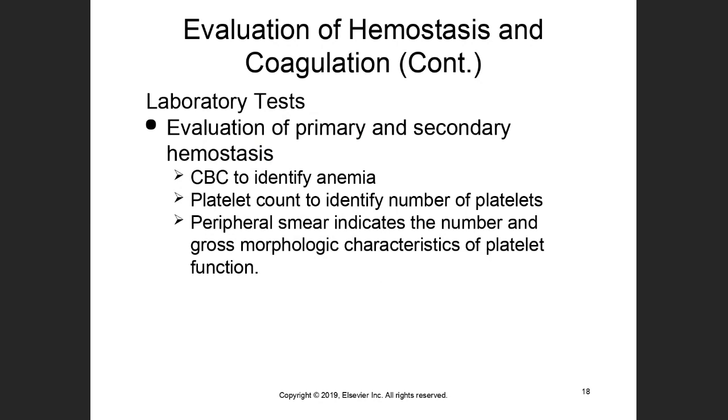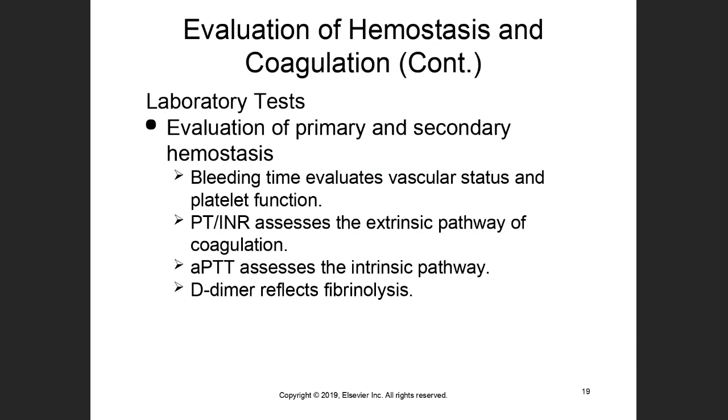Laboratory tests: always do the CBC to identify anemia. If you have bleeding for a prolonged time, that produces anemia. Platelet count, peripheral smear to see if there is any problem with the morphology of the platelets. And right here you have the main ones, we have 1, 2, 3, and 4. Okay, I'm going to explain the 4, but the most important is bleeding time, and bleeding time is related to, who knows the answer? It's right here, platelets, okay? Bleeding time, platelets, okay? Always.